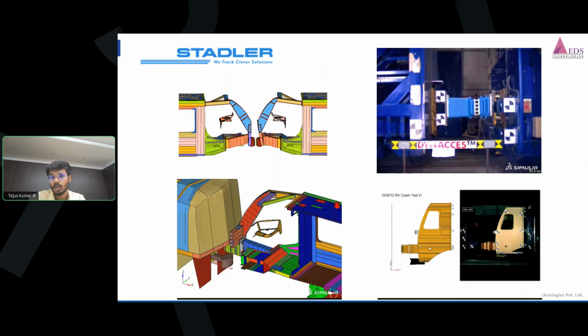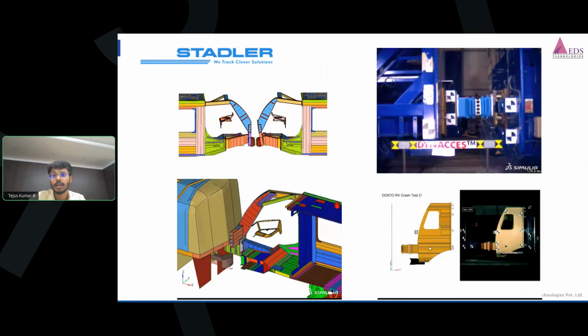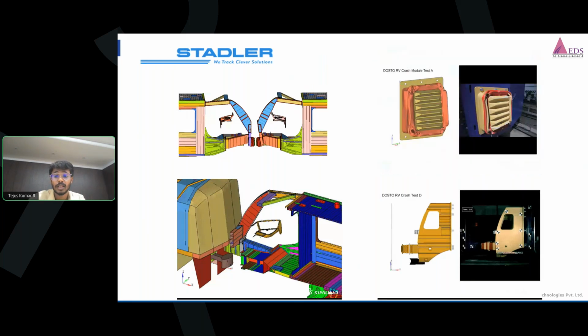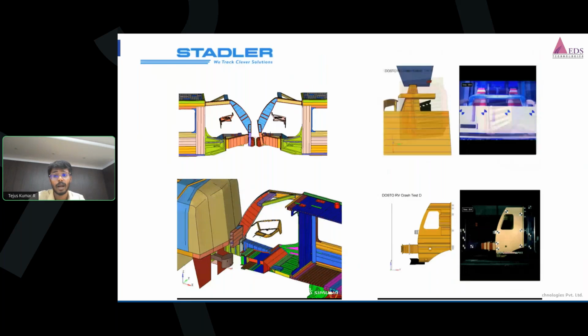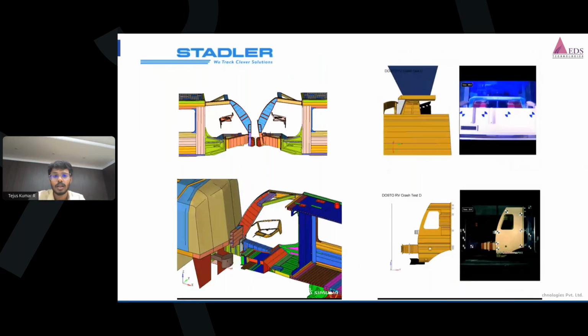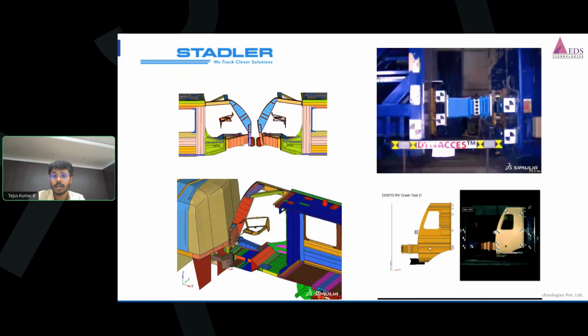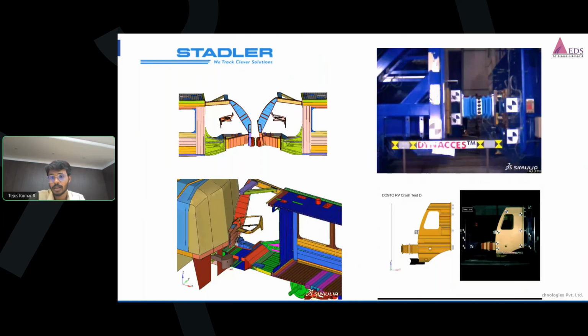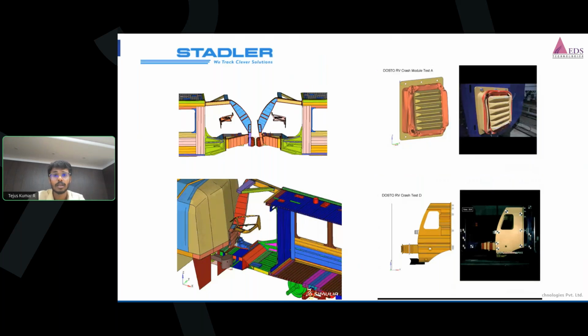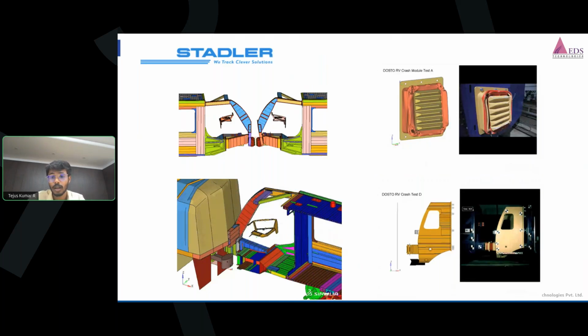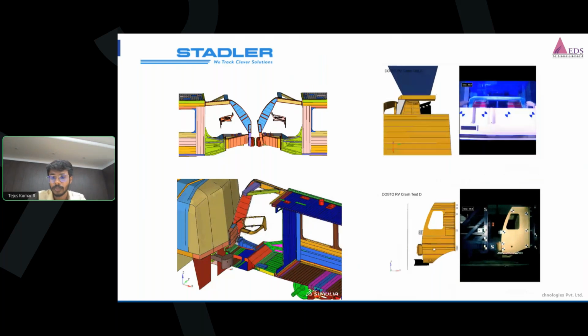So here is a close relation between the virtual simulation and the physical testing. On the left, we see the Abaqus simulation predicting how the crash structure progressively deforms during the impact. And on the right, we can see the corresponding physical crash test that Stadler has performed in their manufacturing.